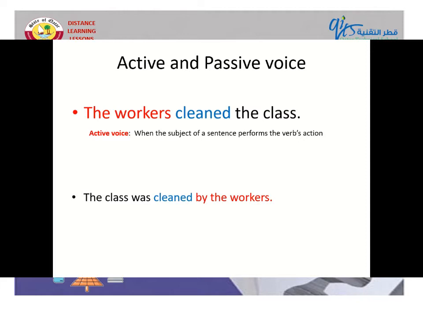Now, look at this one here. The class was cleaned by the workers. And where is our subject? The class. But you can see that the subject, which is the class, did not perform the verb's action. Rather, it received the verb's action. So this is called the passive voice, and it is used to emphasize the action rather than who or what did it.